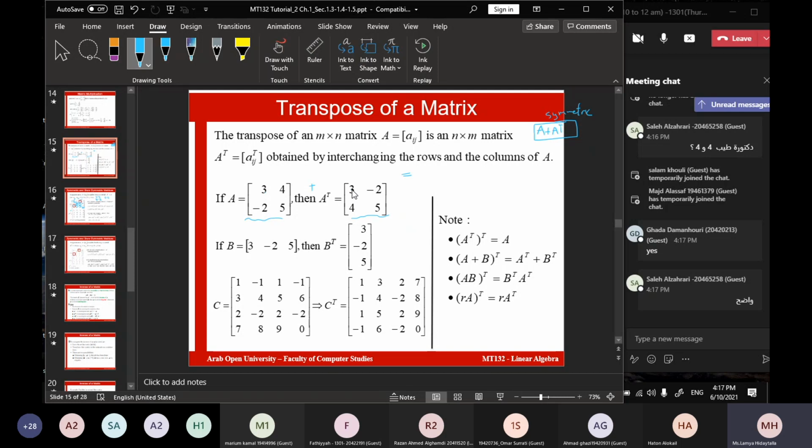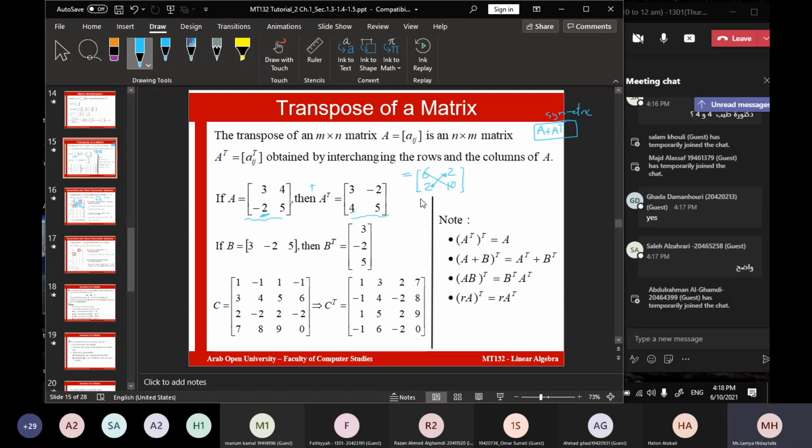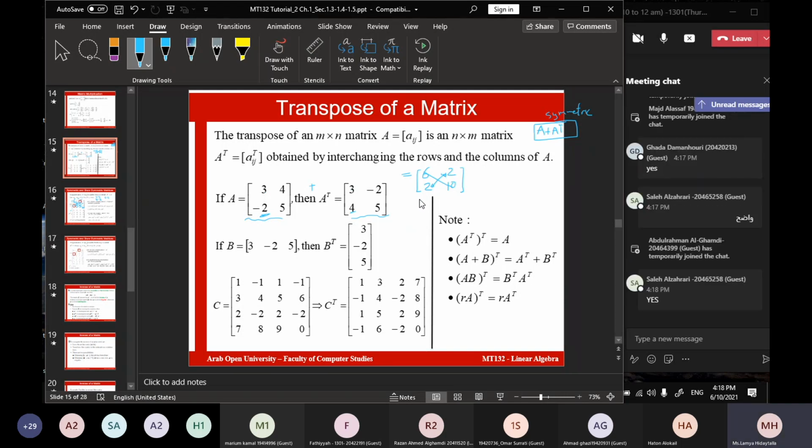Let's add them. What is the resultant? 3 plus 3, it is 6. 4 minus 2, it is 2. Minus 2 plus 4, it is 2. 5 plus 5, it is 10. This matrix, is it symmetric or no? Yeah, it is symmetric. This is the diagonal. So here 2 and here 2. And you can do it for any other matrix.